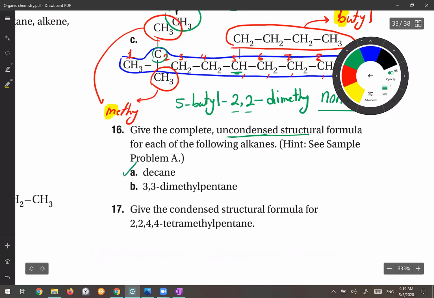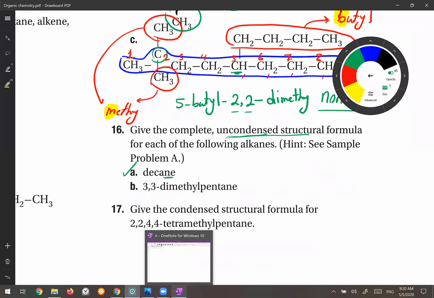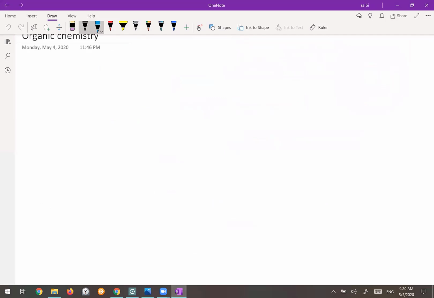The first one is decane. So how many carbons are there in decane? 10 carbons. So I have to write a straight chain of the alkane with the 10 carbons. And between each carbon, we must have only the single bond because it's written with -ane at the end and it's an alkane. Okay? So I write the answer here. So question 16, part A. I want to draw the decane.